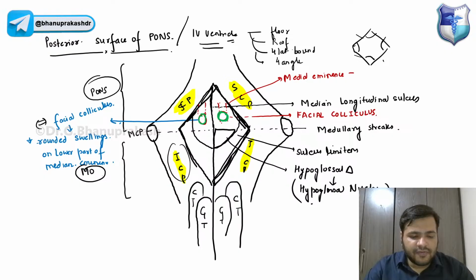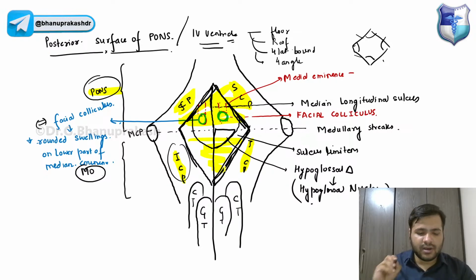Now, the floor of the fourth ventricle, guys, you can see it is diamond shaped, and you can see various structures. We have an upper pontine part, and below we have the lower medullary part, right? In the upper pontine part, you can see the facial colliculus and the medullary striae. Apart from that, in the lower part, you can see the hypoglossal triangle, right?